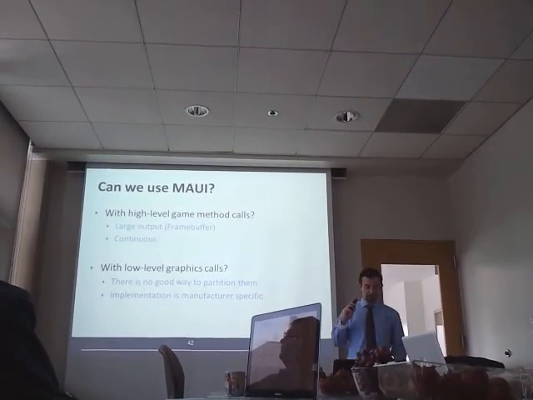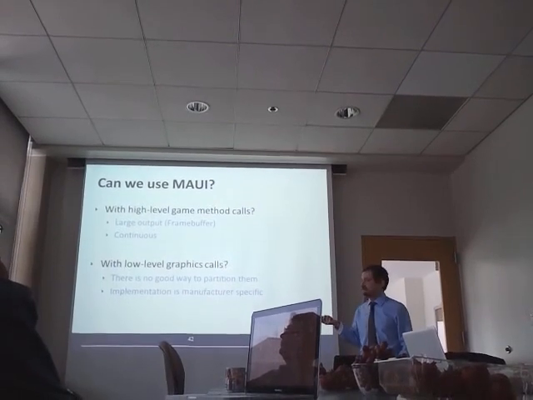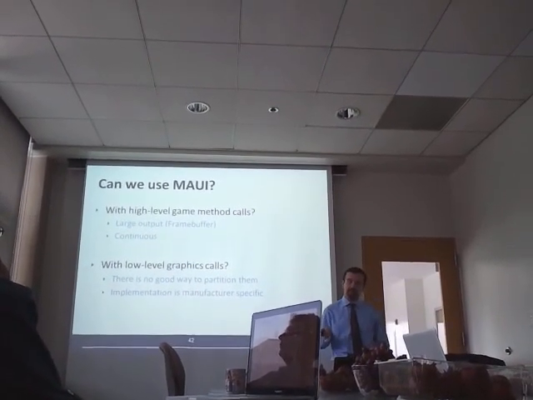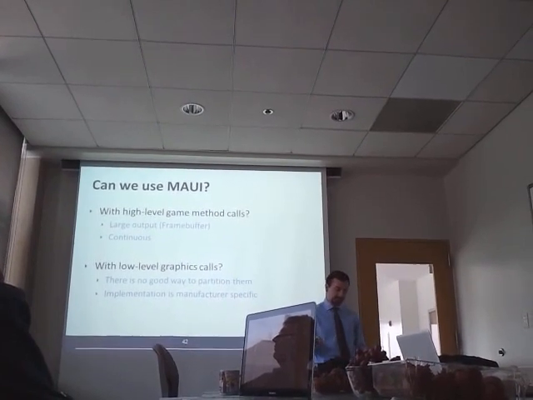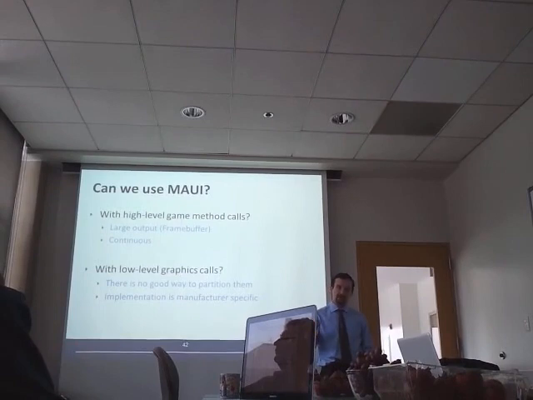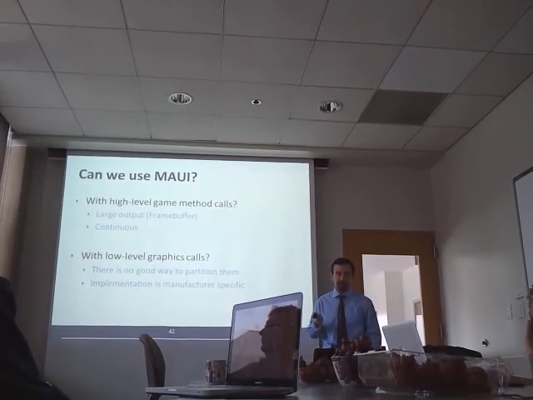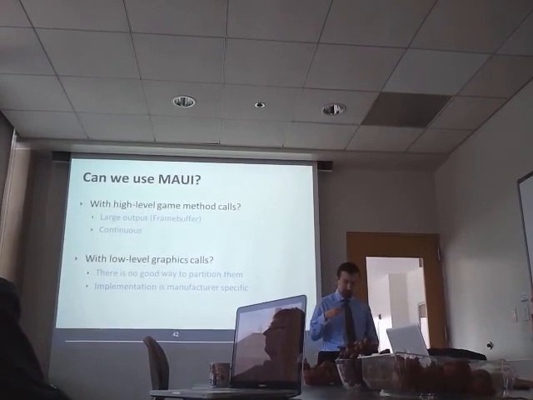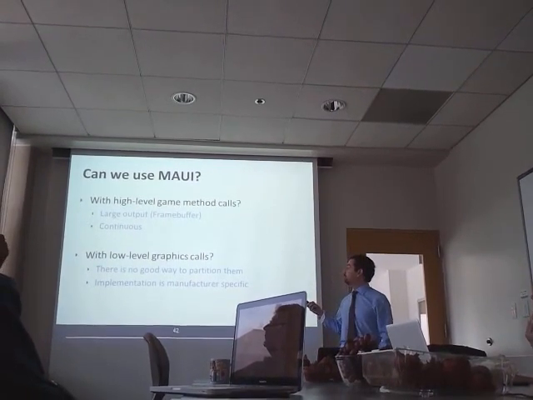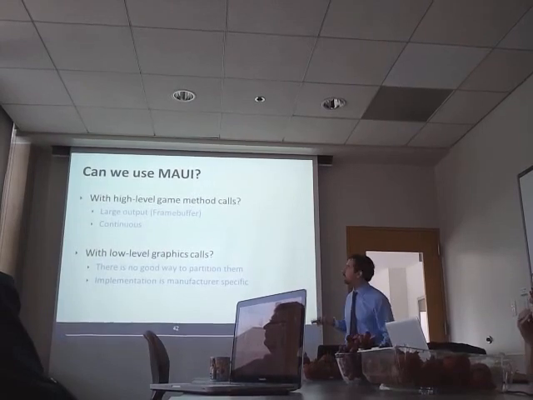We can think of it at two levels. If we want to use MAUI at the high level of game method calls, we have a large output: the whole frame buffer, 60 frames per second, in a continuous way. According to what MAUI prioritizes, this would use so much power that MAUI would decide never to offload because of the expense. And it would be pretty slow to keep sending one bitmap at a time.